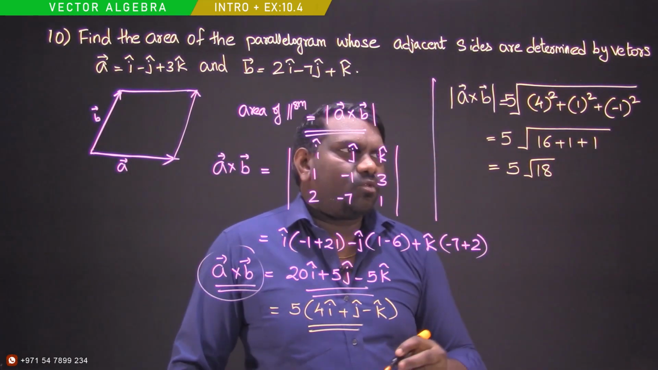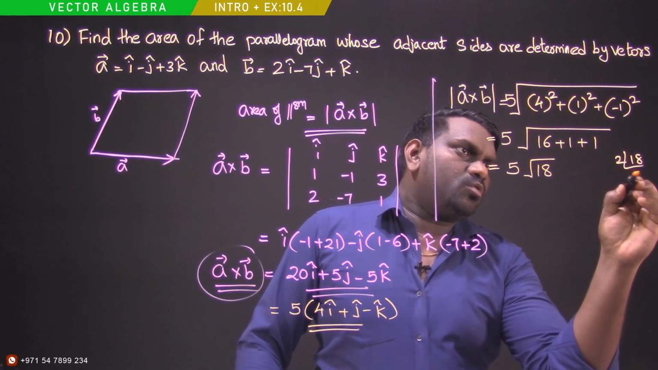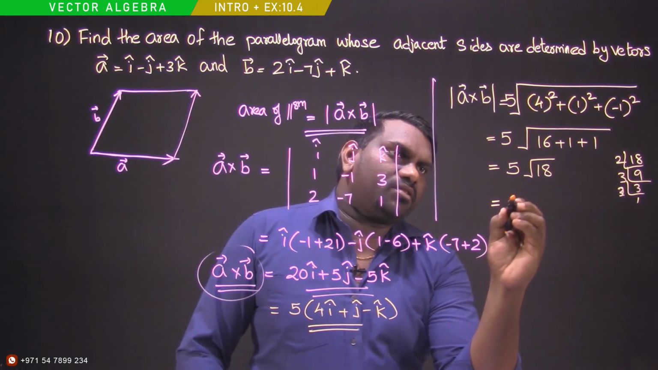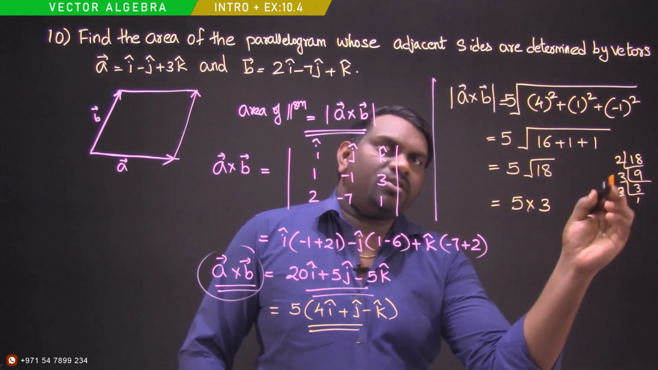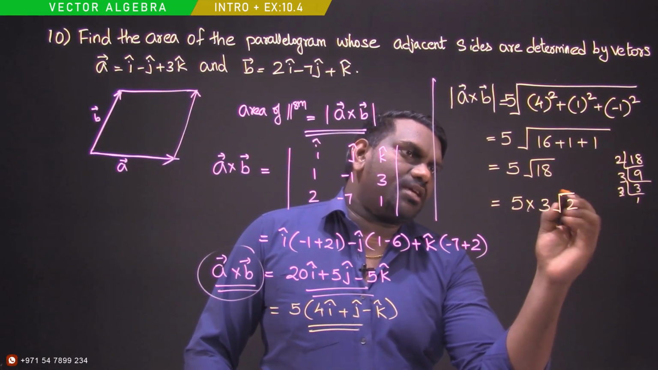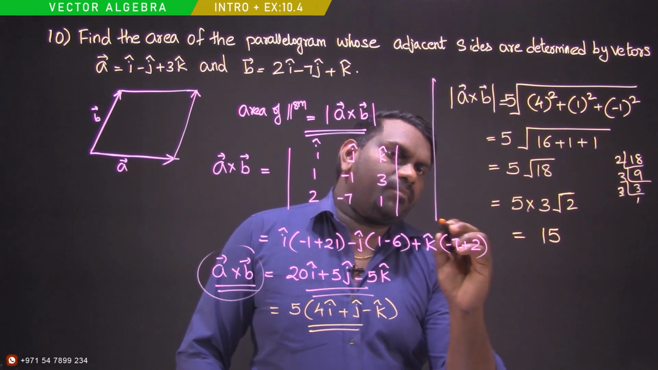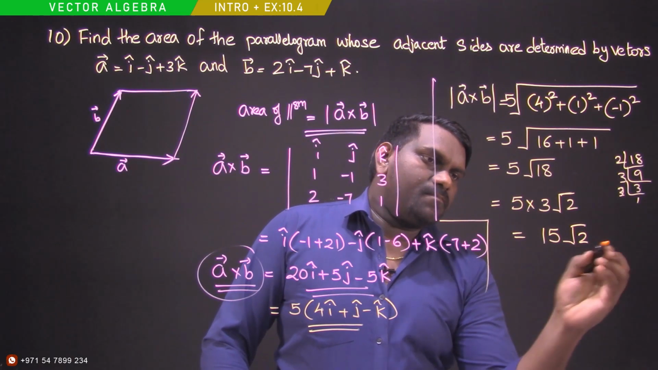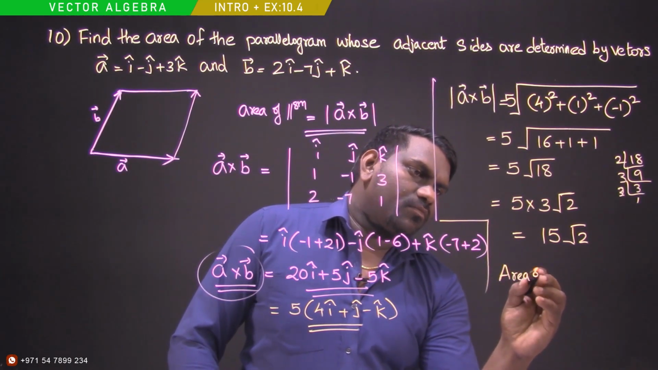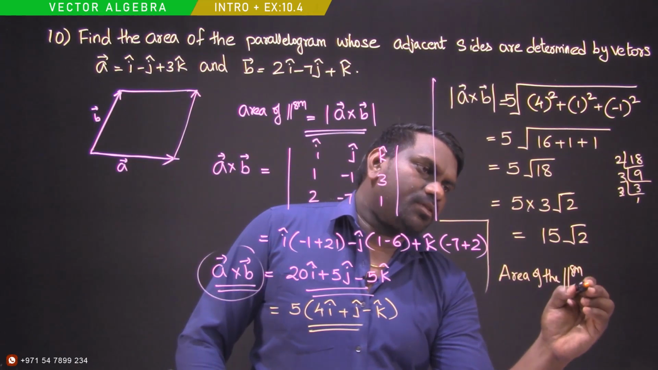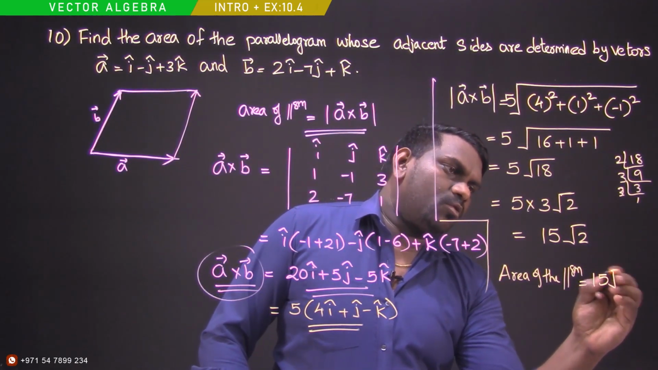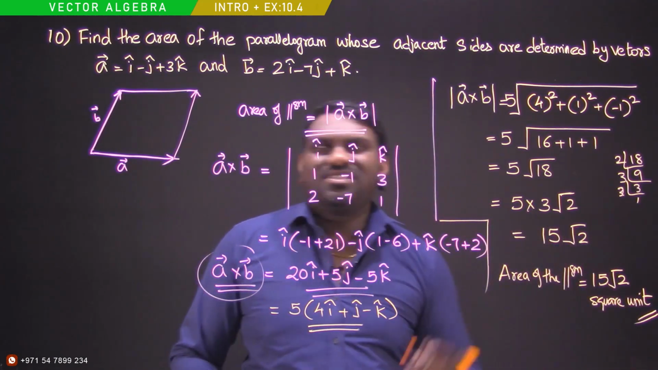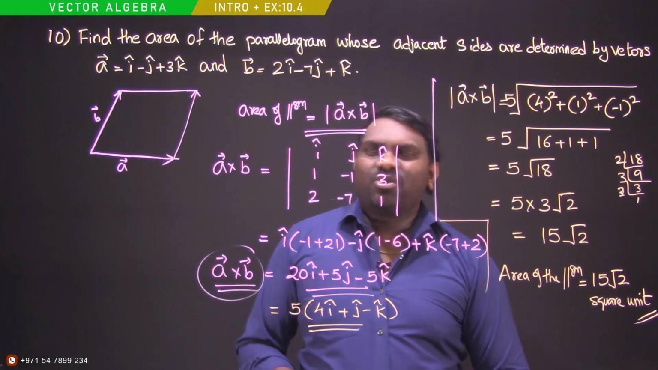Can I simplify this 5 root 18? 18 is 9 times 2, yes, 3 and 3. So I can take 3 outside, because it's coming 2 times, and root 2 stays inside. So what you will get is 15 root 2. And the area of the parallelogram is equal to 15 root 2 square units. Isn't it so easy? So that was the 10th question. Move on to the 11th then.